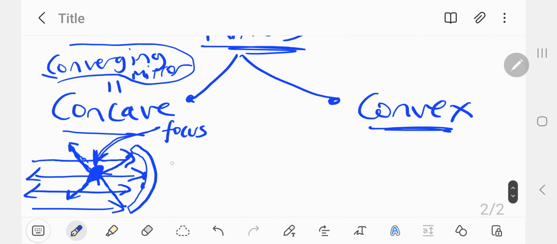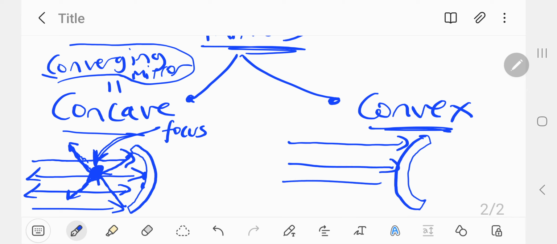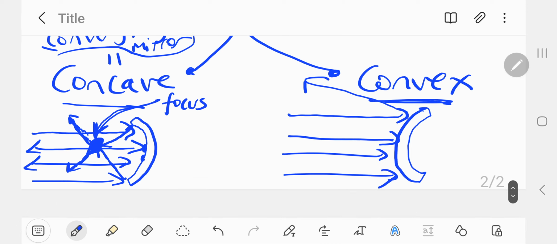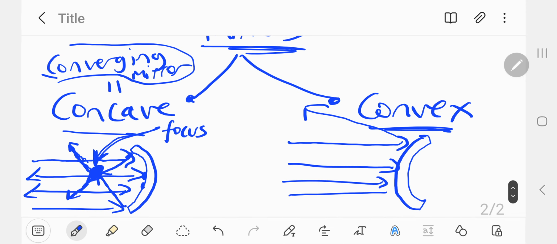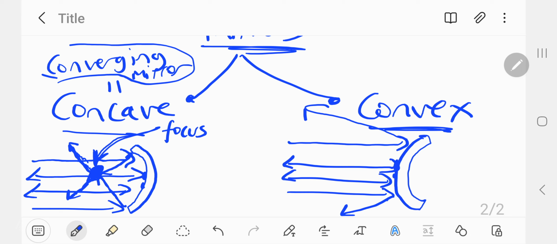A convex mirror is the opposite. So it doesn't cave in, it caves out like this. So we'll draw 4 light rays once again like this. And if that's a converging mirror, this one's going to be a diverging mirror. Think of diverging traffic. The word diverge means to spread out, right? So the outer 2 will reflect off at an angle like this. So in and then out like this. And the middle 2 will just simply bounce back because here the surface is flat. And this is known as a diverging mirror.